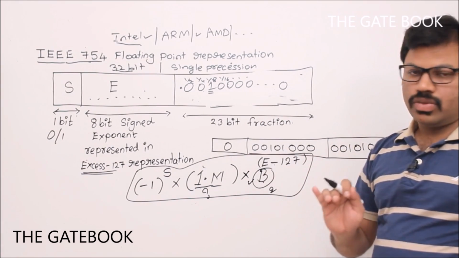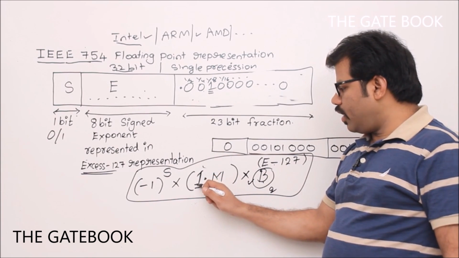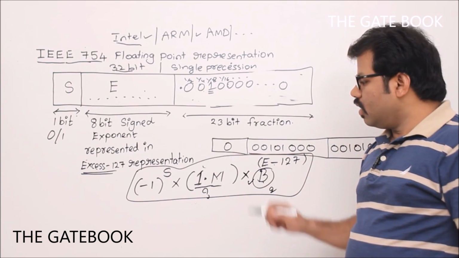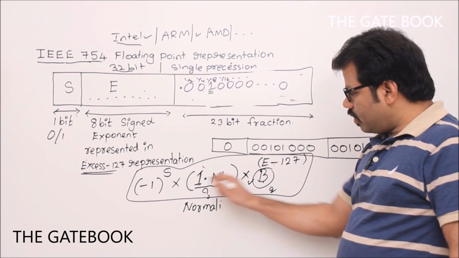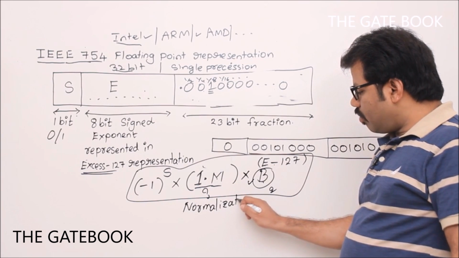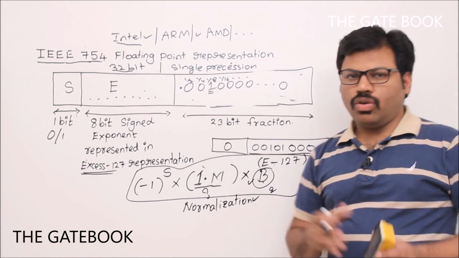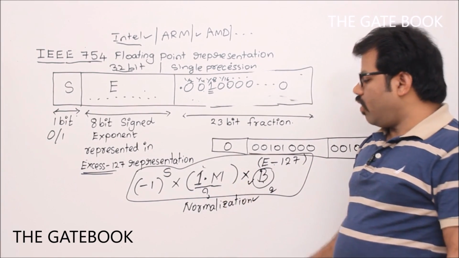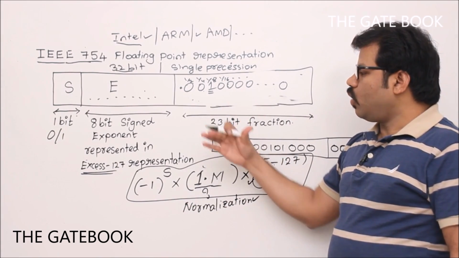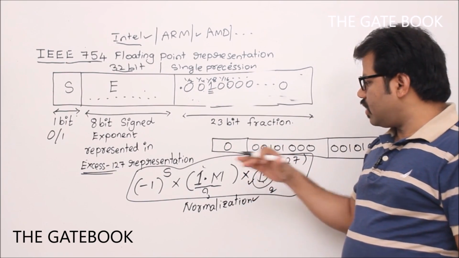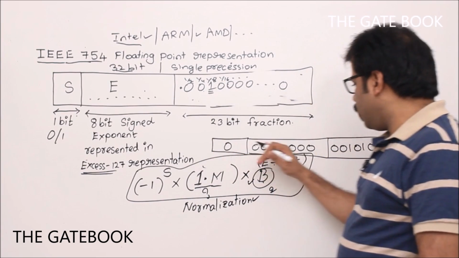So base is 2. Now I should tell you why this 1 point m, why not 0 point m. This is called normalization. Writing 1 point m means normalization. I will tell you what normalization is, but don't try to understand everything at a time. Slowly you can understand, not a problem. First of all, forget about the reasons. We take one example and see what the value of that number is if I represent it using this pattern.